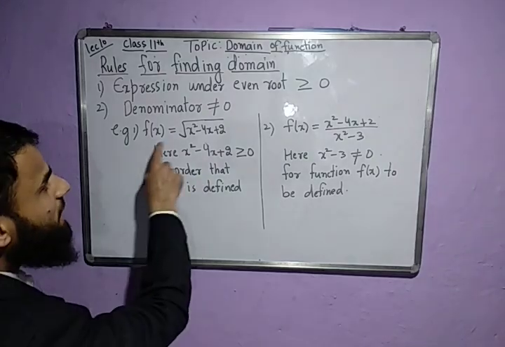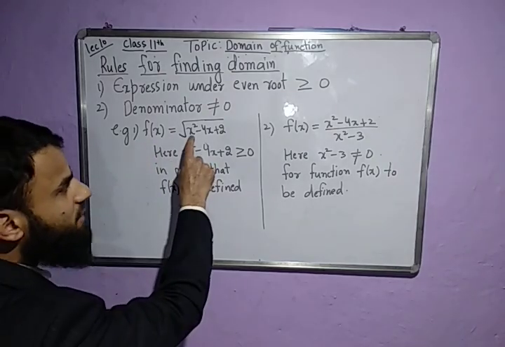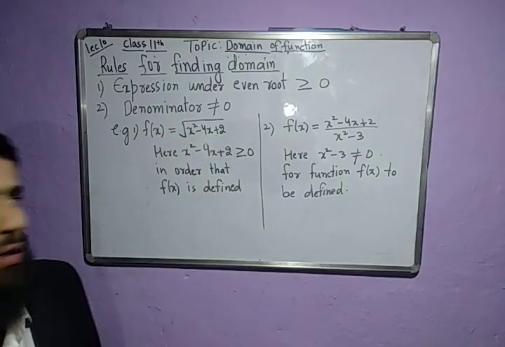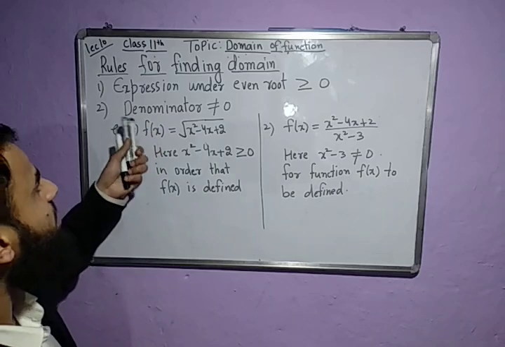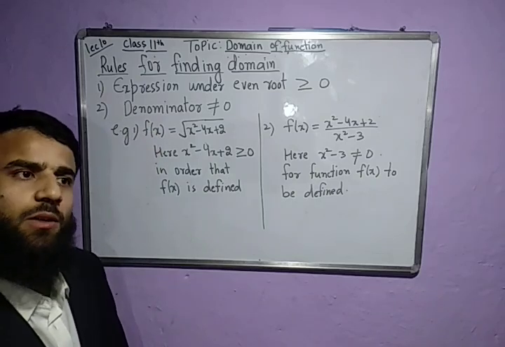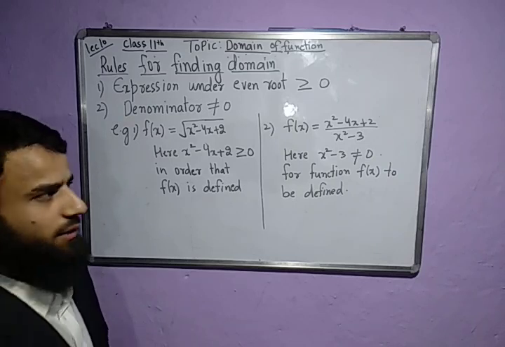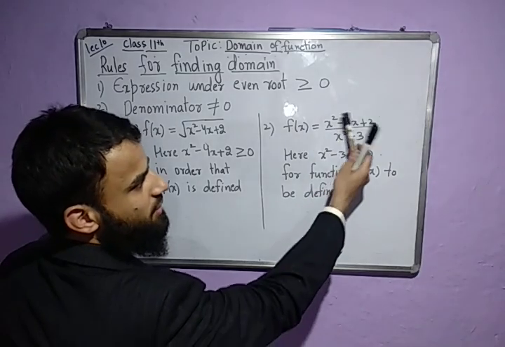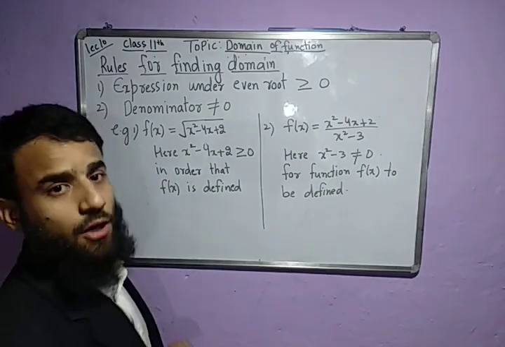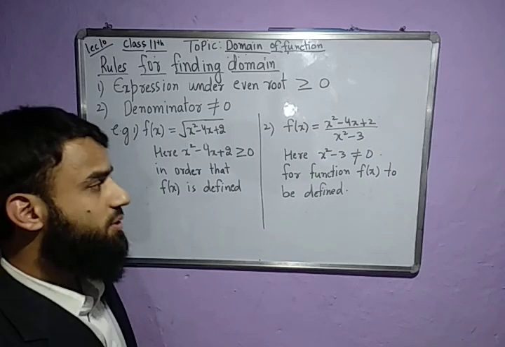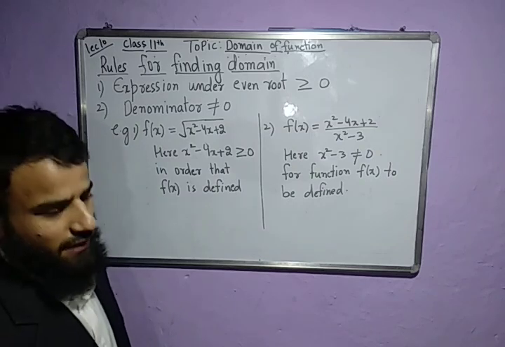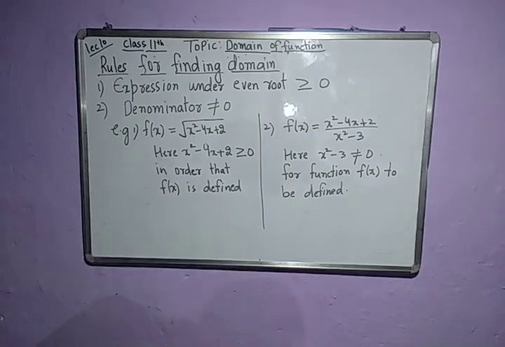Here, in order that this function is defined, x squared minus 4x plus 2 should be greater than or equal to 0. Now, the second rule is that the denominator of a function cannot be equal to 0, because if the denominator is equal to 0, the function becomes not defined. As you can see, if I have a function (x squared minus 4x plus 2) divided by (x squared minus 3), this x squared minus 3 should not be equal to 0. Why? Because if it is 0, then the function becomes not defined. Now let us discuss some questions.